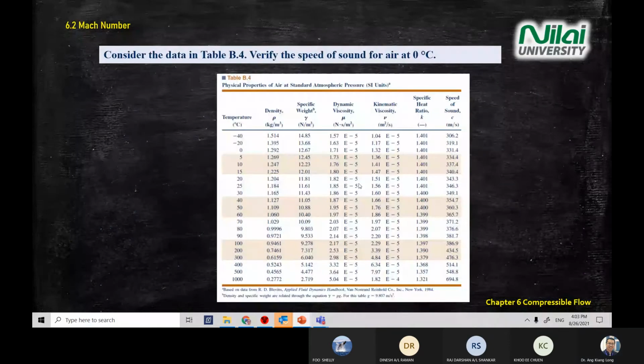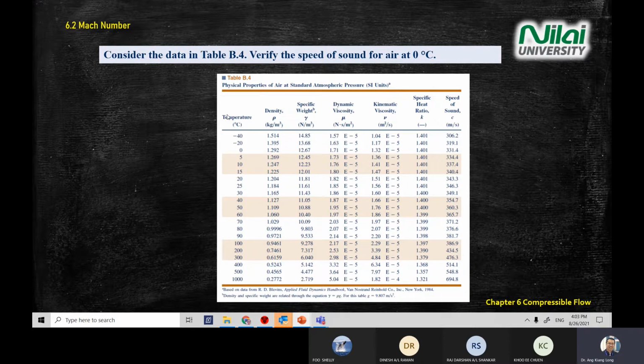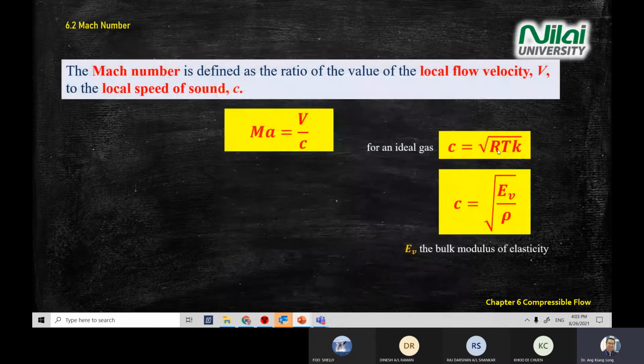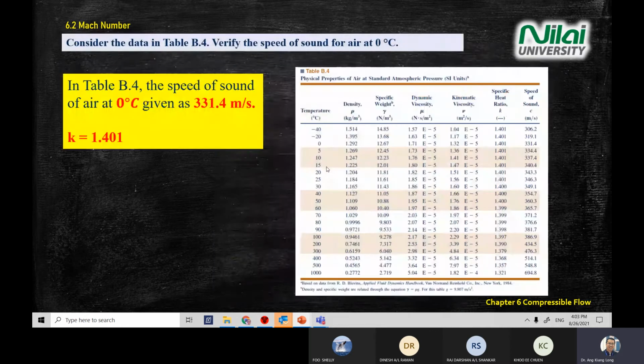All right, so this is the table that you will see in the final exam. For example, Table B.4, this one is for air. If the medium or the object is flying in the air, then you can use Table B.4. You have the temperature and all the parameters in this table. For example, the K and the c value you can straight away use from here, or sometimes you need to calculate using the square root of RTK.